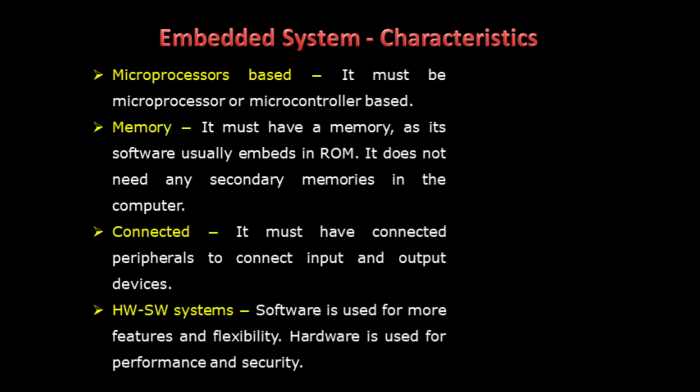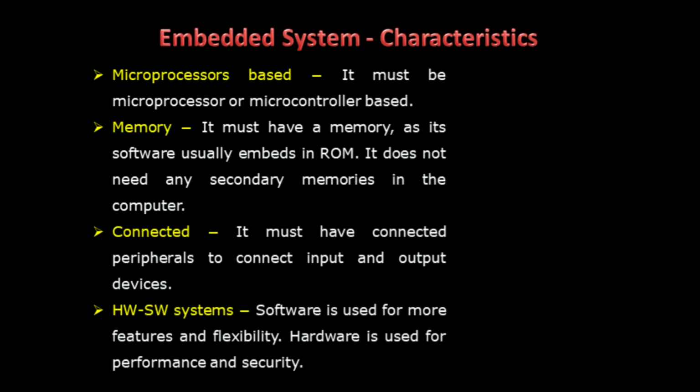And then, an embedded system is a microprocessor based system. It uses either a microprocessor or a microcontroller to perform the task. Memory: it should have memory. The memory is embedded within the hardware. This memory is ROM. Basically, embedded systems use ROM memory. ROM is a non-volatile memory. External memories, that is secondary memories, are not allowed to be used by embedded systems.